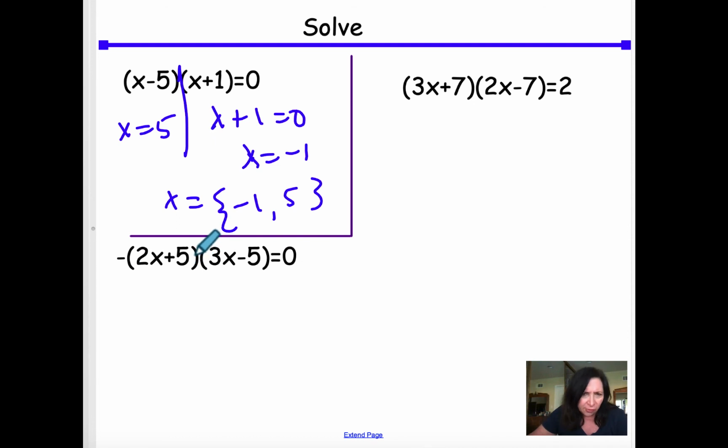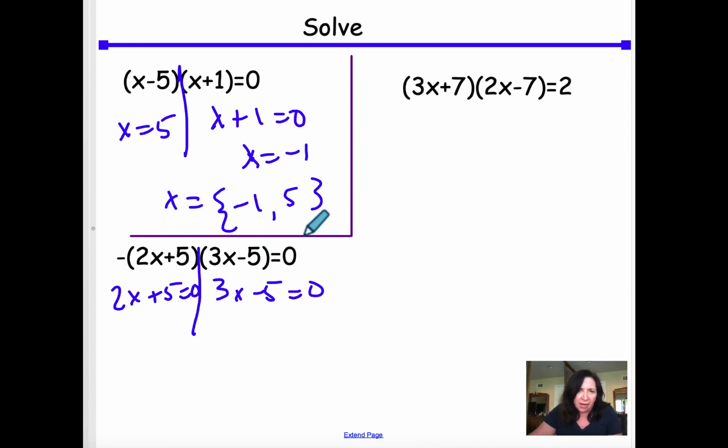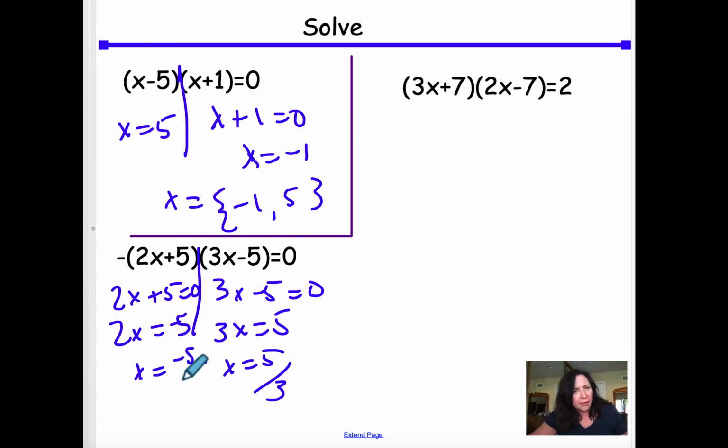For this problem, again, you split both of these equal to 0, depending on if you're distributing. I'm going to divide everything by negative 1, and by doing that, I lose that negative sign. It's going to go away. So you just set 2x plus 5 equal to 0, and 3x minus 5 equal to 0. Because if I divide it by negative 1, the 0 divided by negative 1 is still 0, so that's gone. So we get 3x equals 5, x equals 5 thirds. 2x equals negative 5, and x equals negative 5 halves.